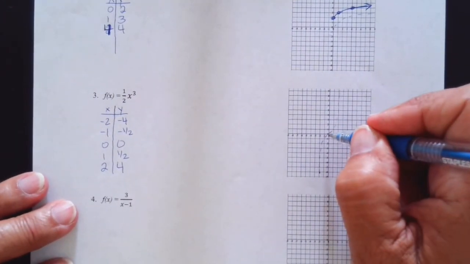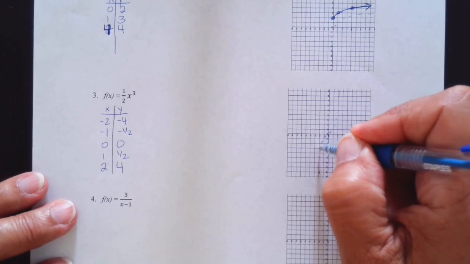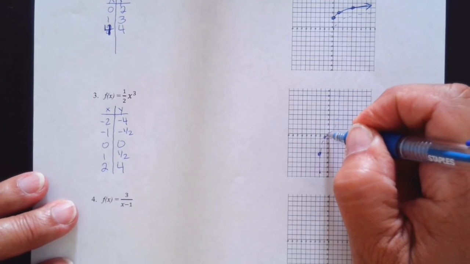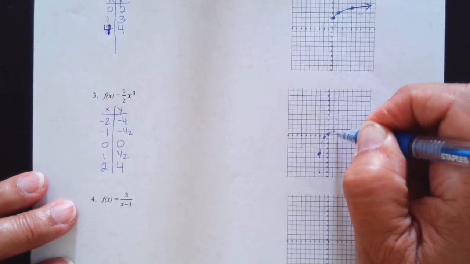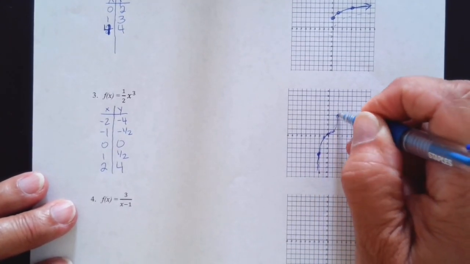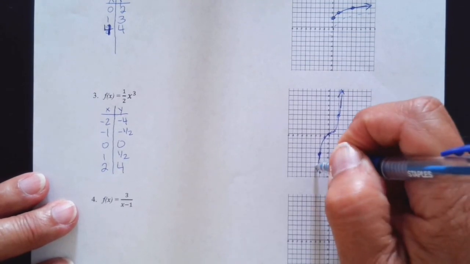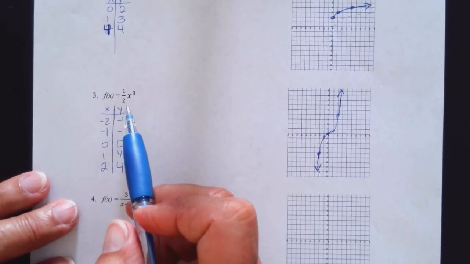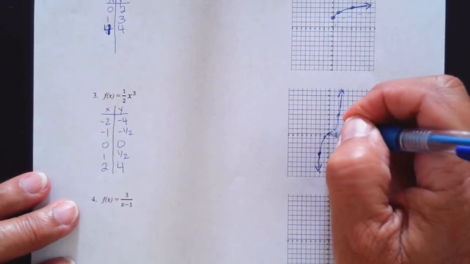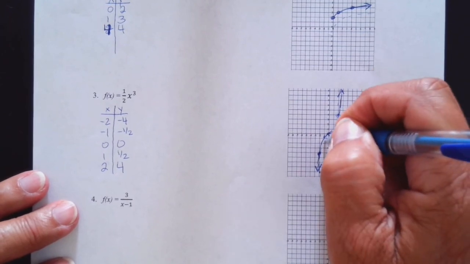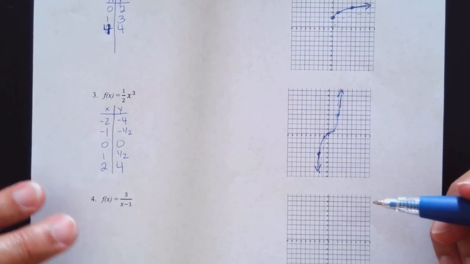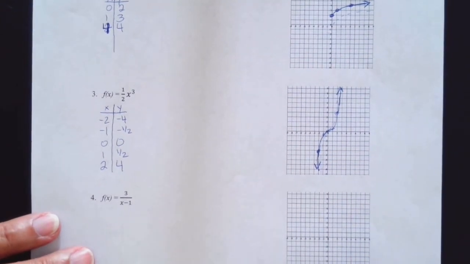All right, so if we look at this graph, -2, -4, -1, -1/2, 0, 0, 1, 1/2, and 2, 4. So you notice it didn't change that much. That 1/2 out there basically is going to take your graph and make it a little bit fatter. So I kind of sketched the other one. The other one is kind of in here a little bit. So it just made it kind of stretch out a little bit more. So not a whole lot of excitement with that one.